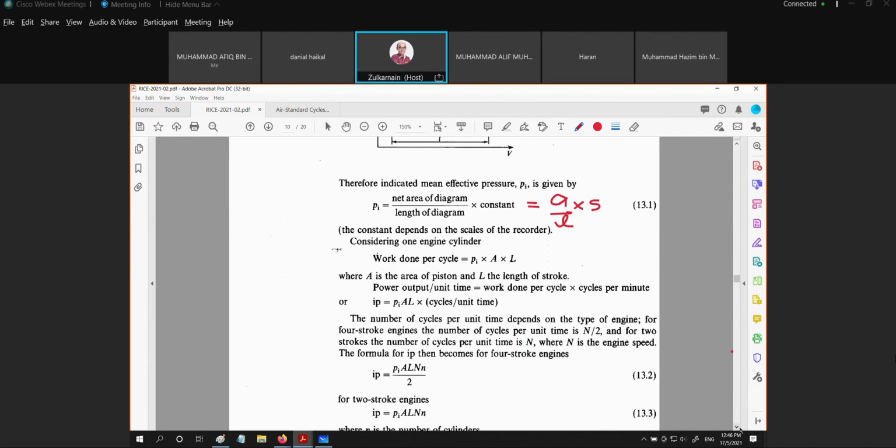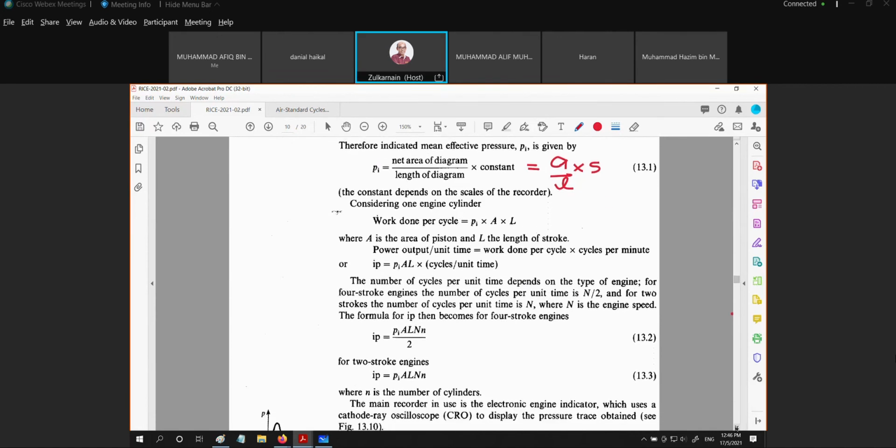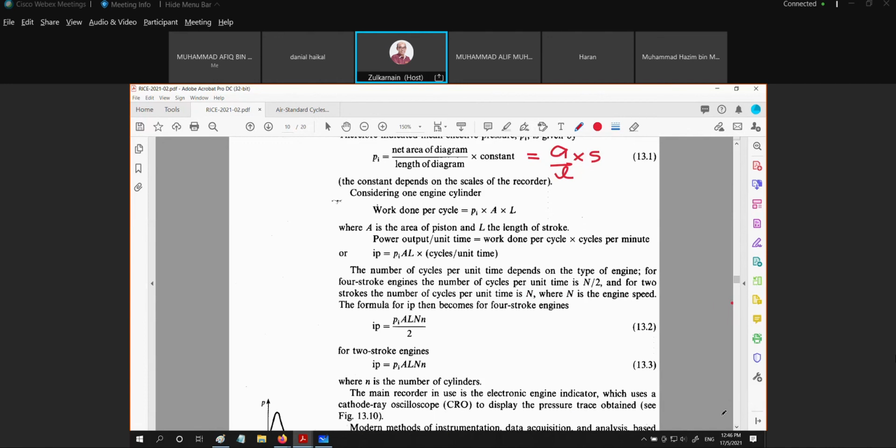Okay. And then from this indicator diagram, we were only looking at one cylinder just now. So if we have 4 cylinders, 3 cylinders, more than one cylinder, then this is the equation that we are going to use in order to convert from one cylinder per cycle to multiple cylinders for one speed of the engine. So what is PI? The PI is this PI, the same PI as this. A is the area of the piston. L is the stroke of the engine. N is the speed of the engine. And the small n is the number of cylinders.